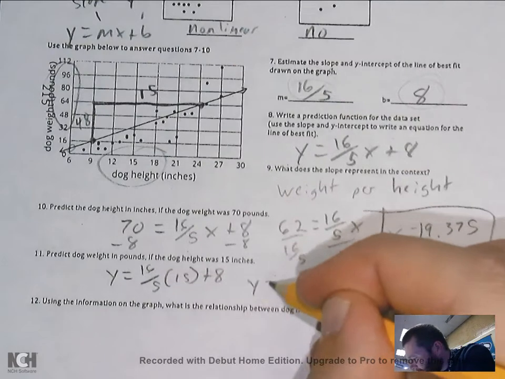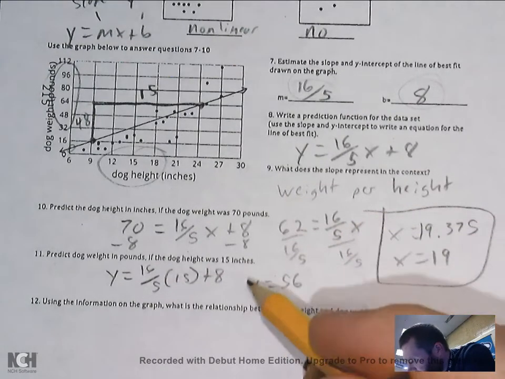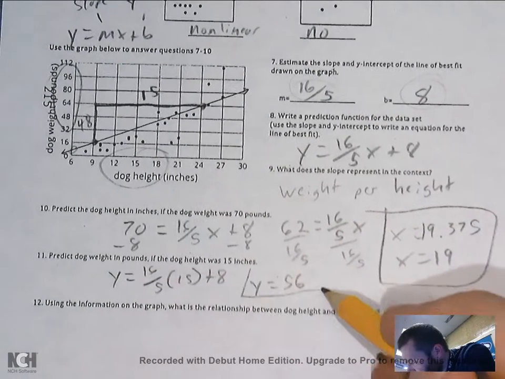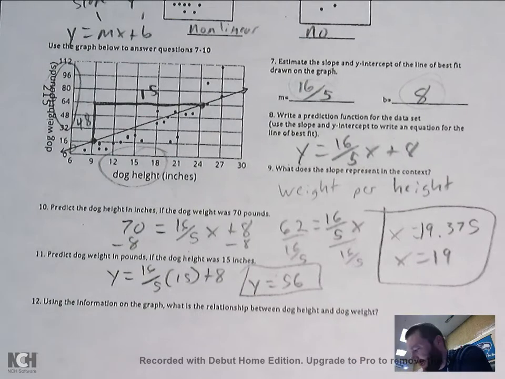If the dog is 15 inches tall, their weight is going to be around 56 pounds. So that's a pretty good sized dog there. Okay.